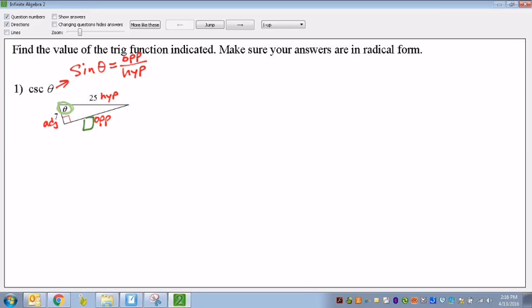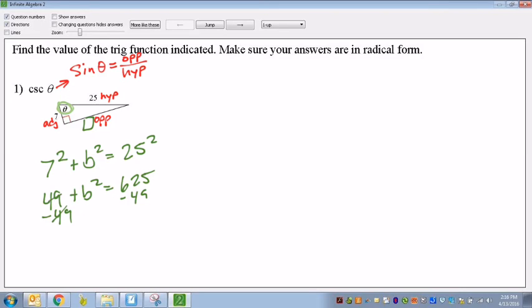It's a right triangle, which means we can do the Pythagorean theorem. Yay! 7 squared plus b squared, as we'll call it, equals 25 squared. So 7 squared is 49 plus b squared, and 25 squared is 625. Subtract 49. b squared equals 576. Square root of that, hey, it's 24. So the opposite side equals 24.